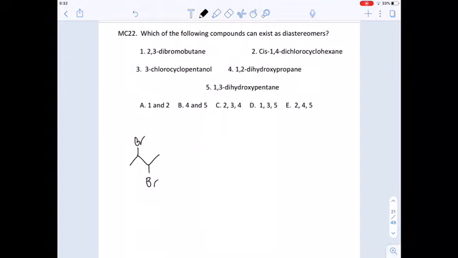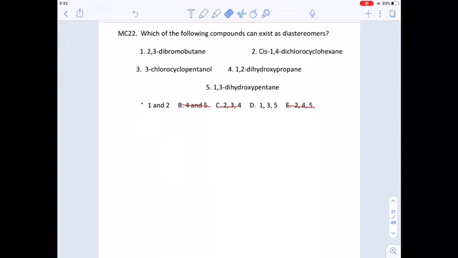So starting with number 1, butane is 4 carbons, and then you're going to have 2,3-dibromo. So now you're going to pick any of the carbons. Well, you have to really look at both carbons and figure out if they're attached to 4 unique groups. So this carbon is attached to a Br, the rest of the chain, a methyl, and a hydrogen. Same thing with the other one, a Br, the rest of the chain, a methyl, and a hydrogen. So they're both bonded to 4 unique groups, which means these are both chiral centers, and that means that number 1 can exist as a diastereomer.